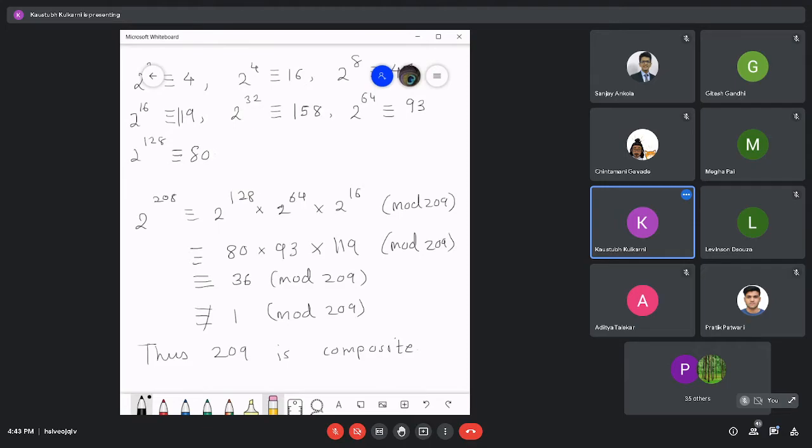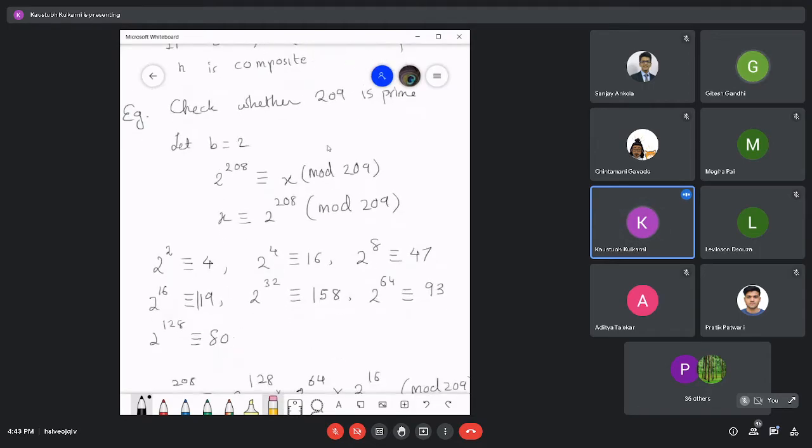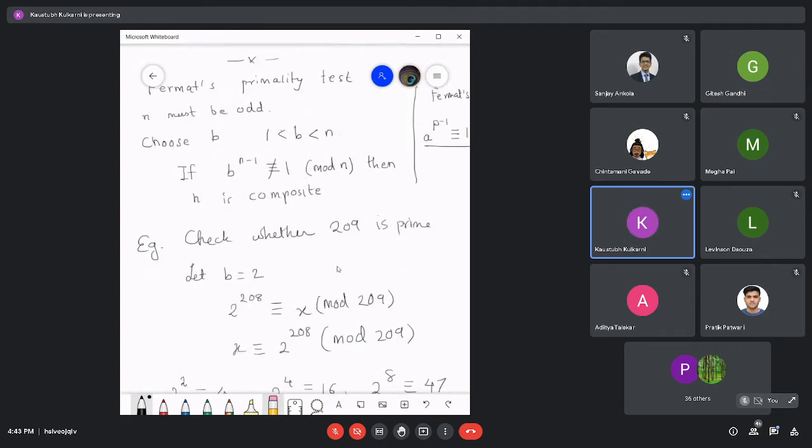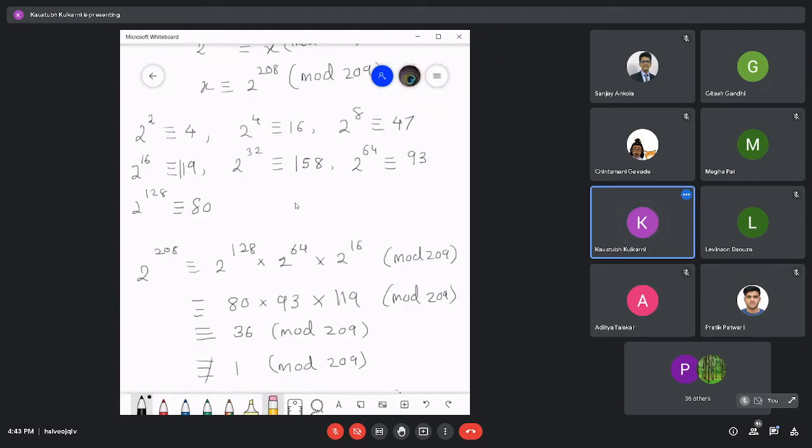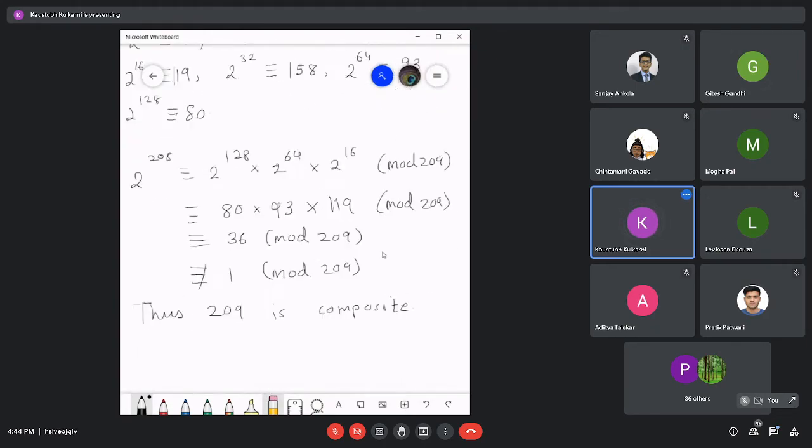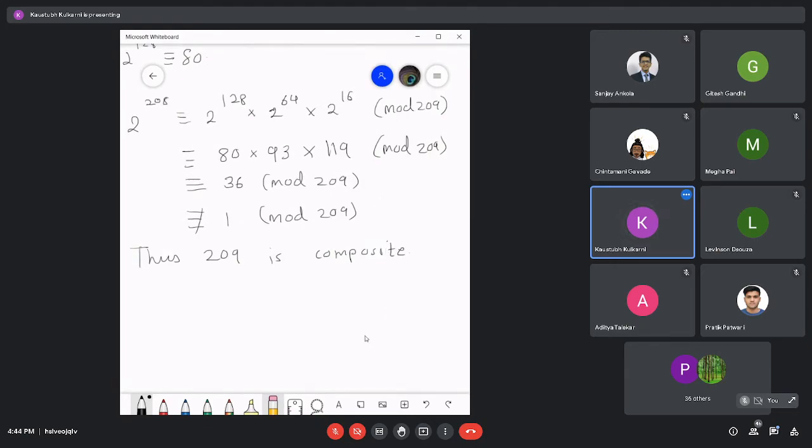So, an interesting fact about it is that we do not have to take b arbitrarily. Yes, we can, but we can take advantage of the fact that b can be anything between 1 and n. So we can choose b as 2 always. We can choose b as 2 because we know the powers of 2.